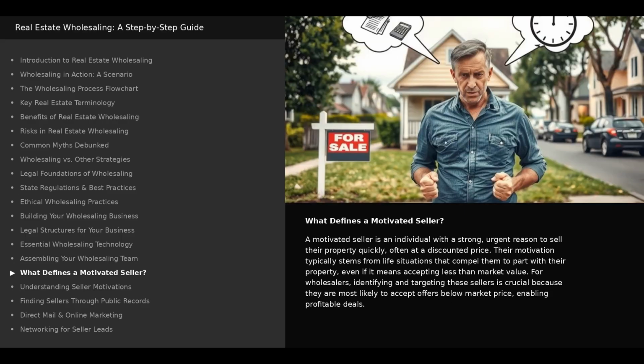What defines a motivated seller? A motivated seller is an individual with a strong, urgent reason to sell their property quickly, often at a discounted price. Their motivation typically stems from life situations that compel them to part with their property, even if it means accepting less than market value. For wholesalers, identifying and targeting these sellers is crucial because they are most likely to accept offers below market price, enabling profitable deals.